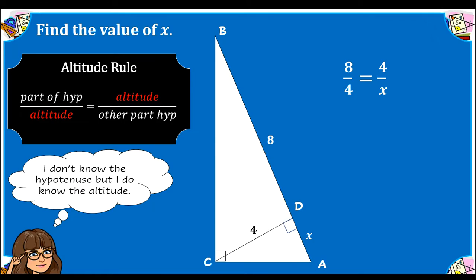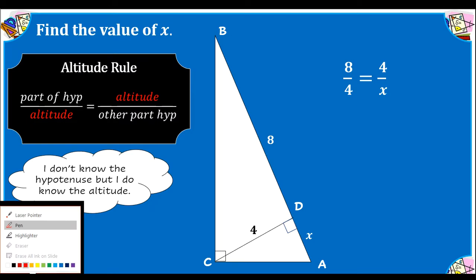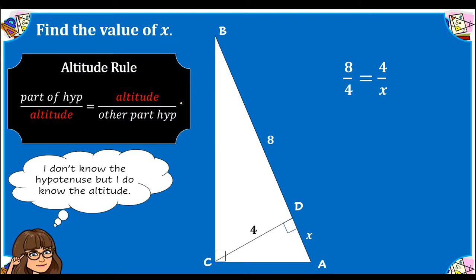Okay, we're going to apply the altitude rule to find some missing parts of our right triangle. So we're going to use the altitude rule when you know the altitude. So here's our altitude of 4. Here's your altitude rule: when you have part of the hypotenuse and another part of the hypotenuse, your altitude is going to be your means.